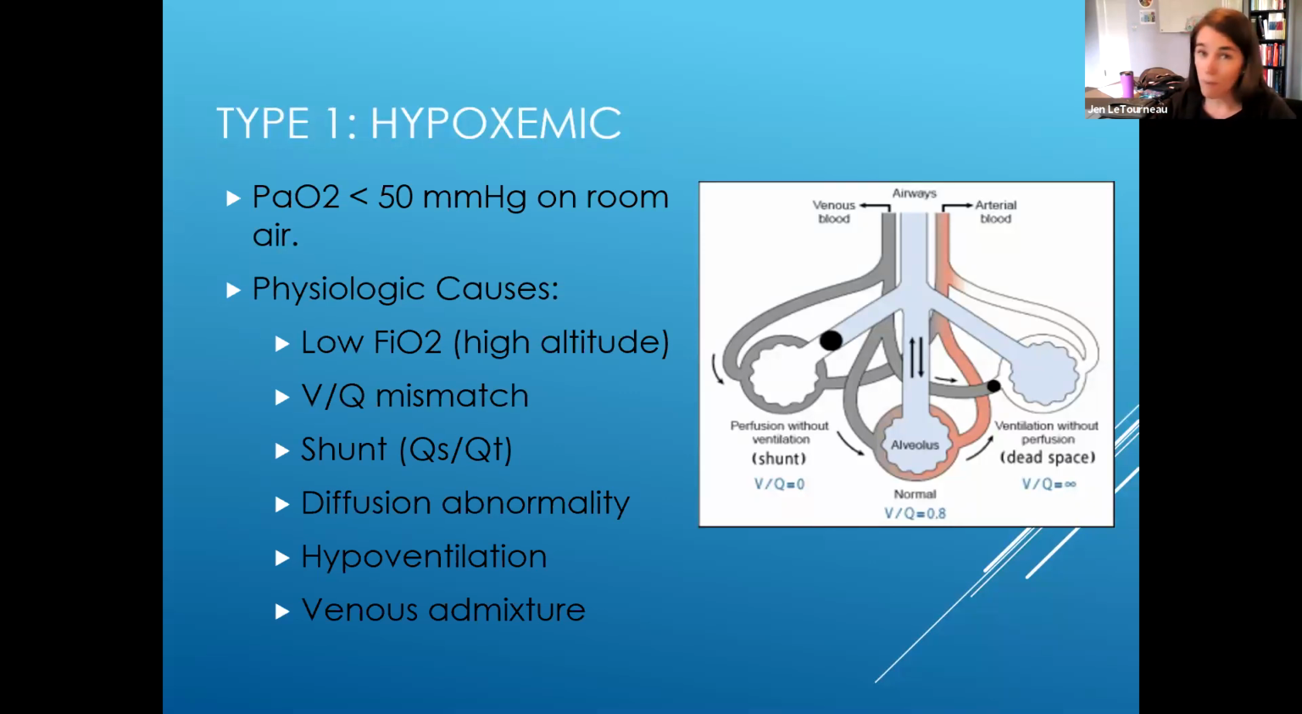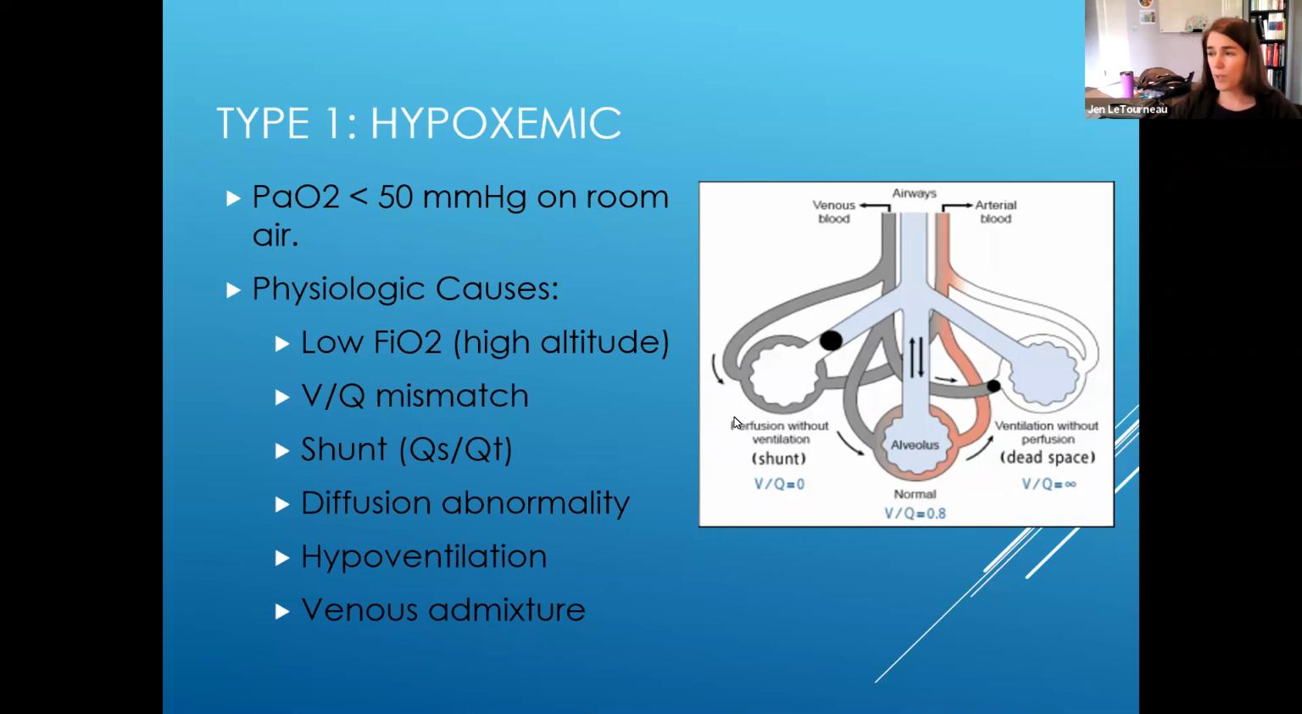And then you may recall the physiologic causes listed. What I want you to do is to concentrate on this nice little cartoon that demonstrates again shunt and dead space. So let's go through this. So in the middle, you have an alveolus that has normal gas exchange. So there's no blockage in the airway, nothing filling the alveolus, and normal blood flow, right? So then you have a VQ ratio of 0.8.